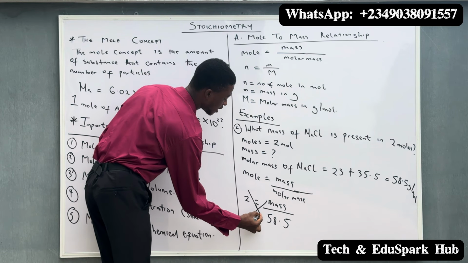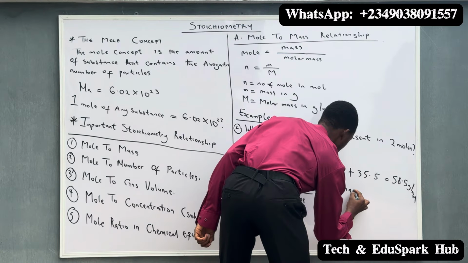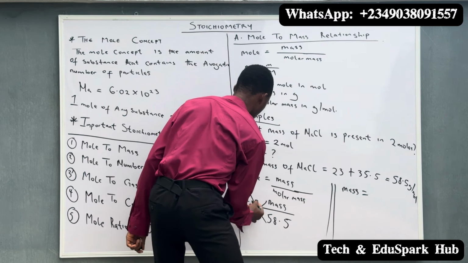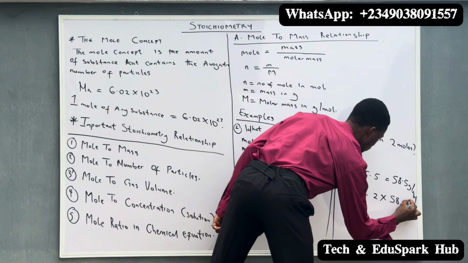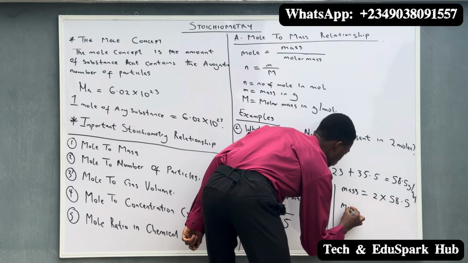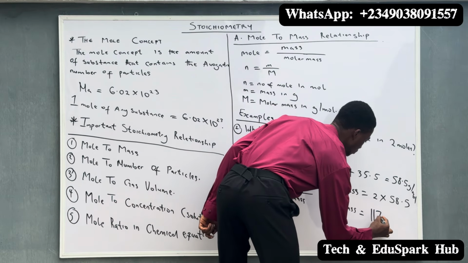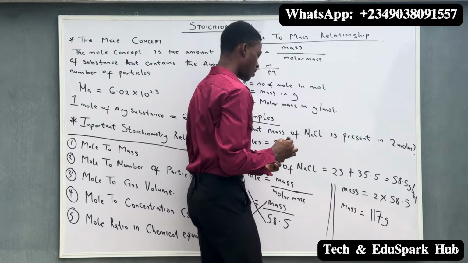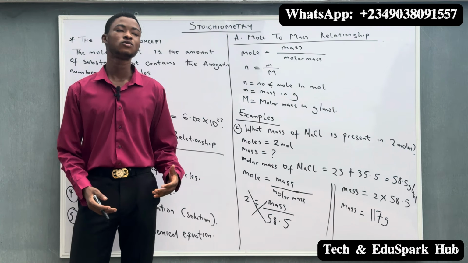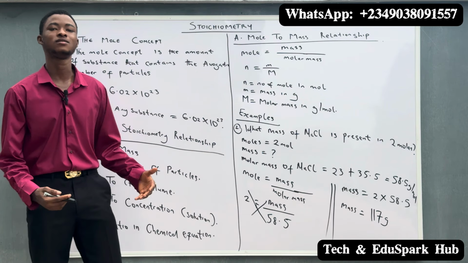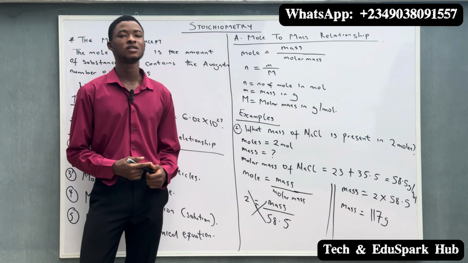When we cross multiply, we have our mass equal to 2 multiplied by 58.5. When you multiply this, you get 117 grams. So our mass is equal to 117 grams, and this is correct for questions of this type. So you can see how we solve this question. It is very simple. All you have to do is put your mind and substitute for the parameters you were given.